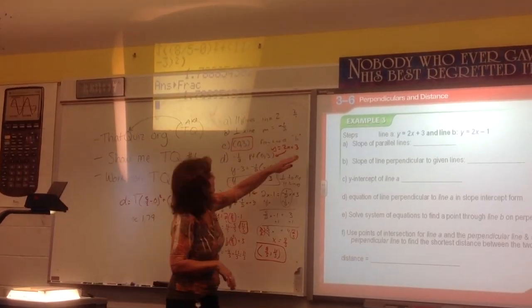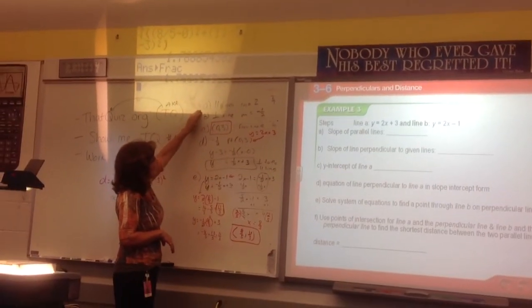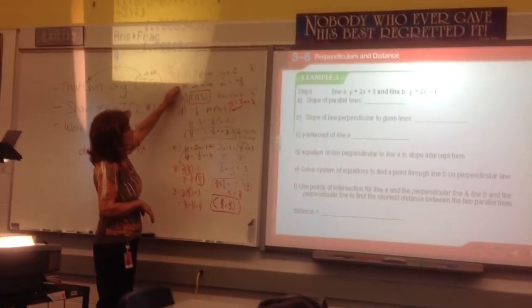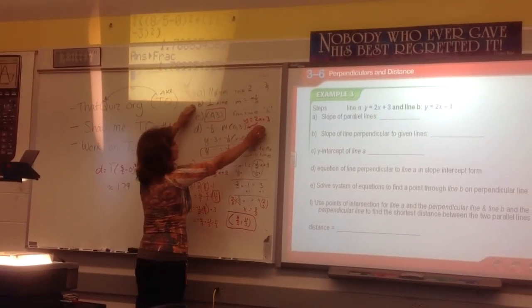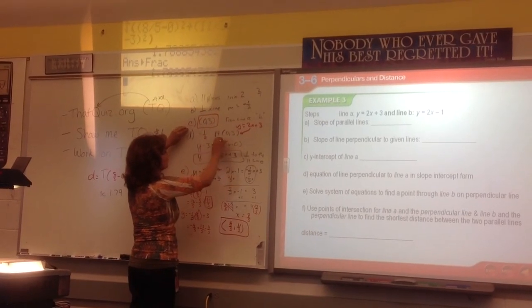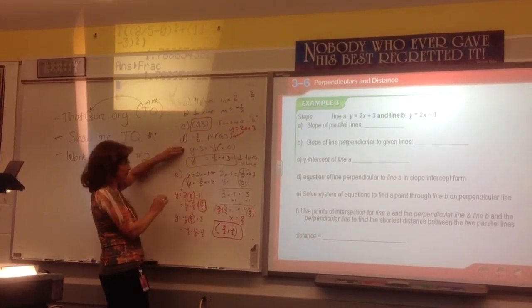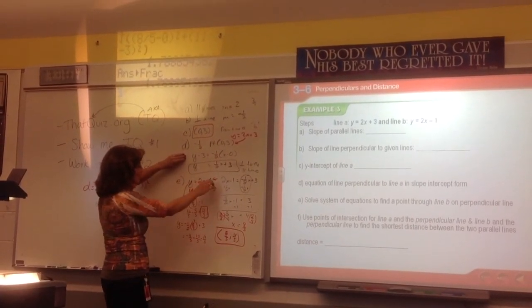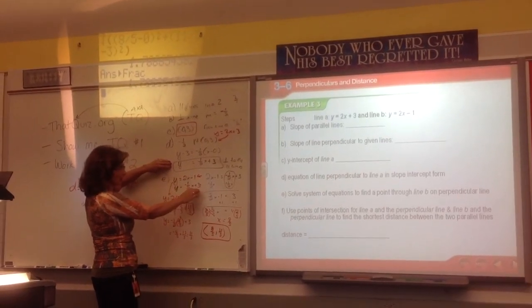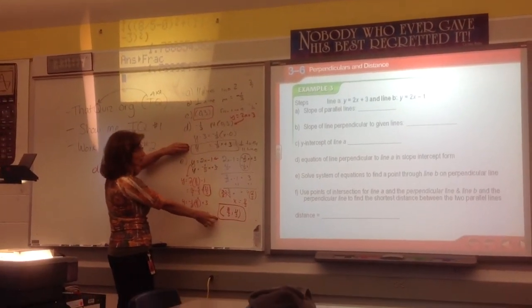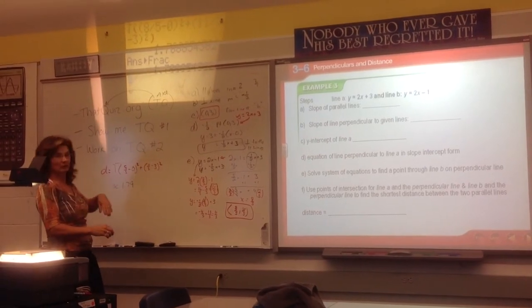So the steps: find the slope of your lines, get the slope of a perpendicular line, find the first equation, get a y-intercept, write the equation of your perpendicular. Then use the second equation and the equation of your perpendicular to get the intersection with the second line. And then use your distance formula.